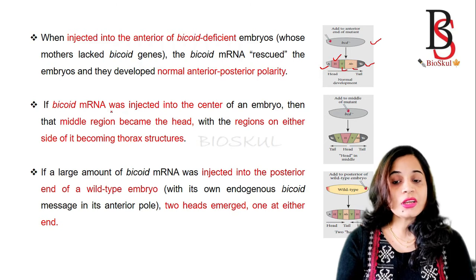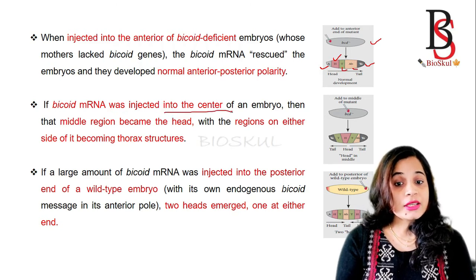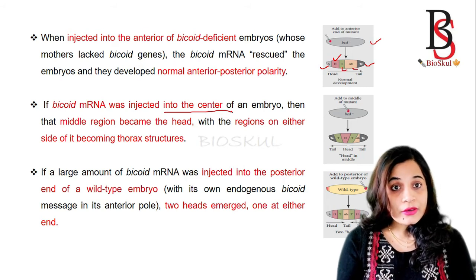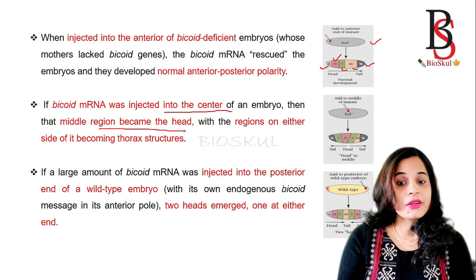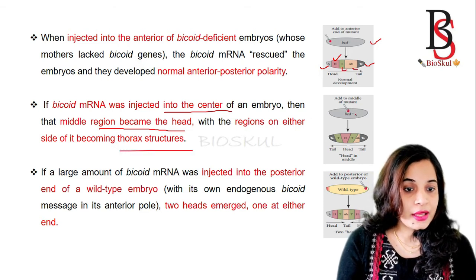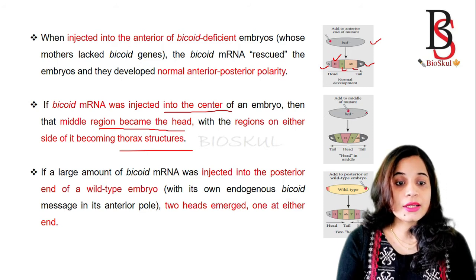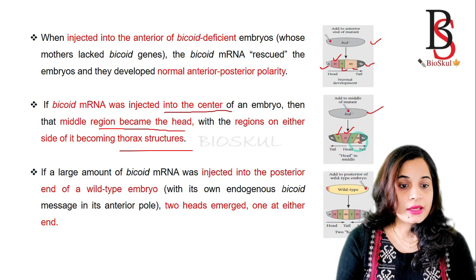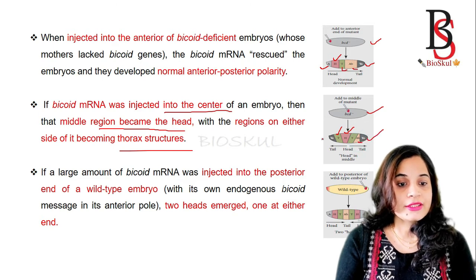In the second experiment, if the bicoid mRNA is injected into the center of a bicoid deficient embryo, what will it form? In the middle region it will become the head, with the region on either side of the head developing into the thorax structure. Here the bicoid is injected into the center of the bicoid deficient embryo, so in the center position it forms the head, and the region adjacent to the head develops into the thorax, followed by the abdomen and telson on both sides.